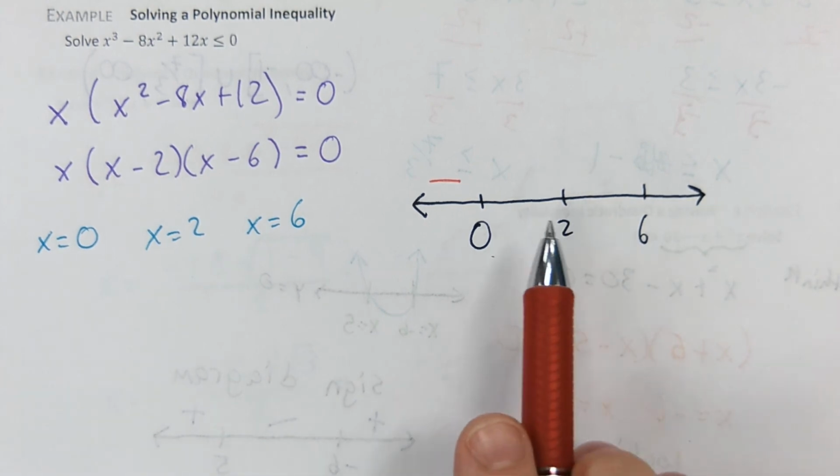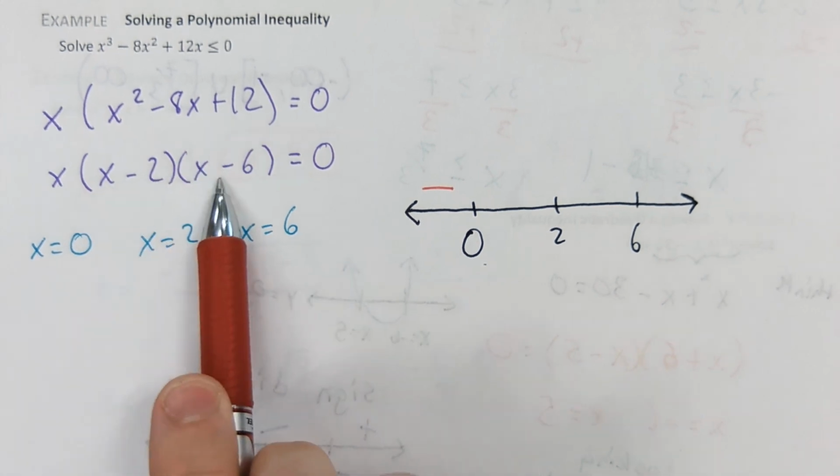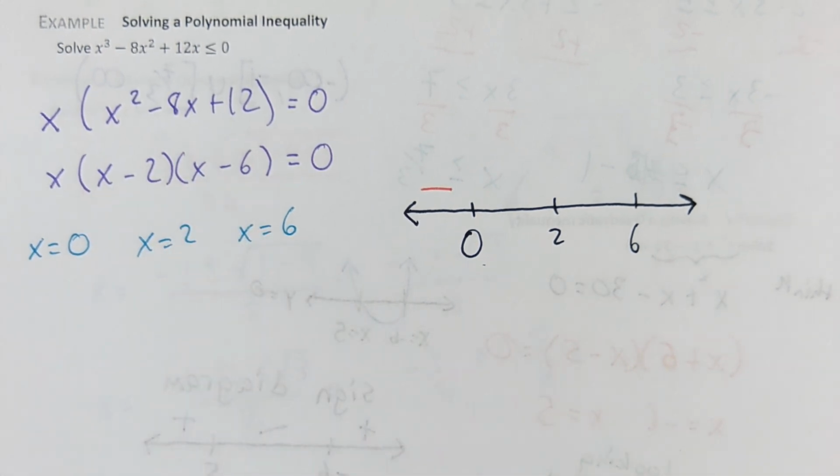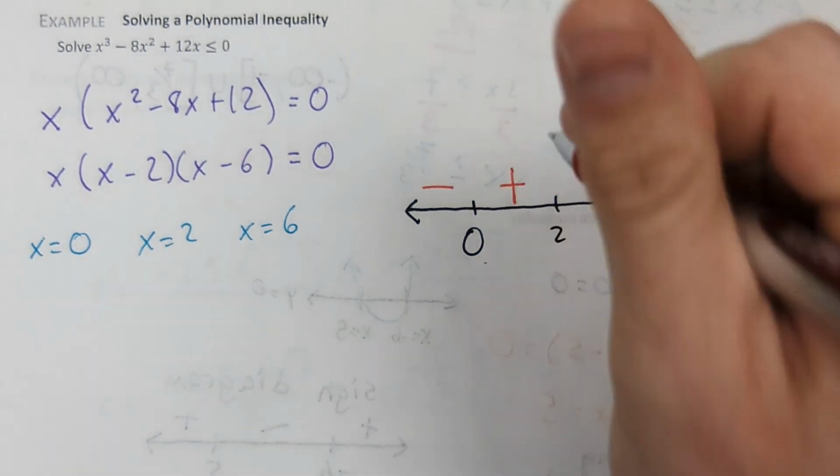X equals 1 is in this zone, so let's try x equals 1. That's positive. 1 minus 2 is negative. 1 minus 6 is also negative. So I have 2 negative numbers this time and a positive. The 2 negatives will cancel each other out.